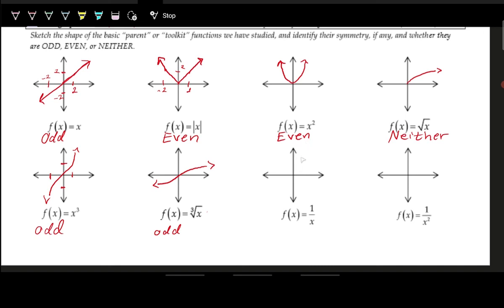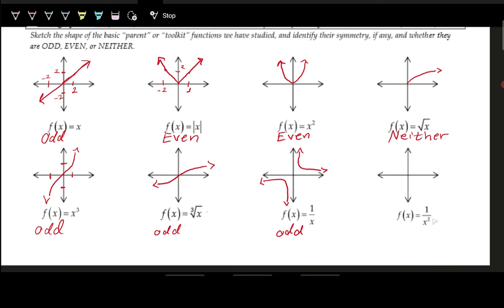For 1 over x, remember that one looks like this, where it's sort of separated in these different quadrants or corners. And this one is also odd, because if you plug in, say, 1, you get 1 over 1, which is 1. If you plug in negative 1, you get 1 over negative 1, which is negative 1. So you get opposite outputs for those opposite inputs.